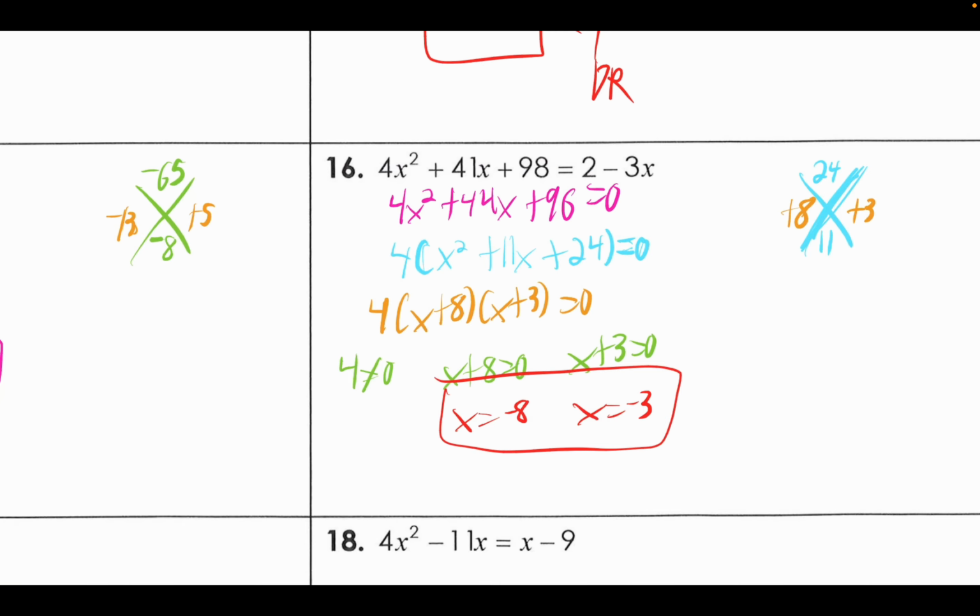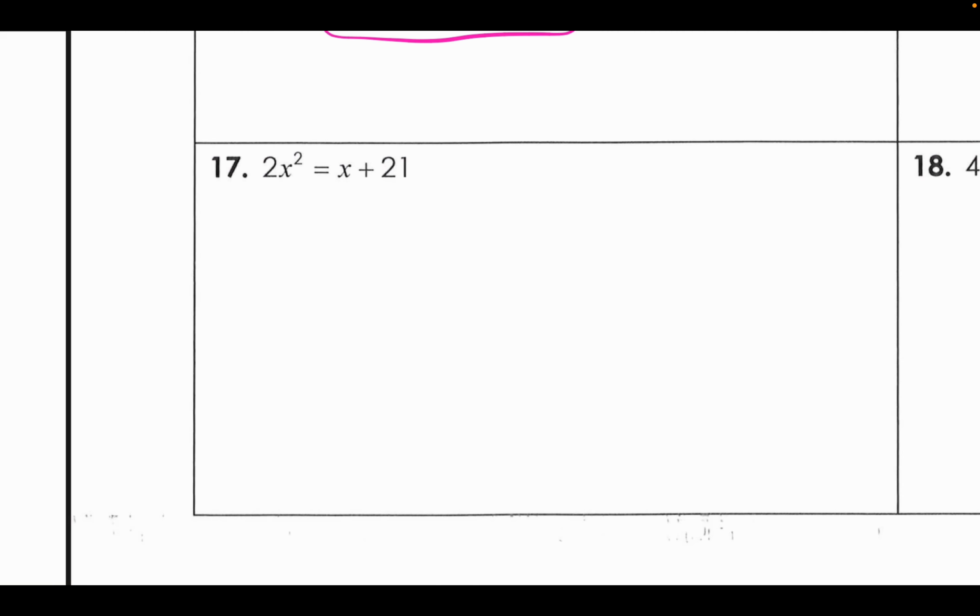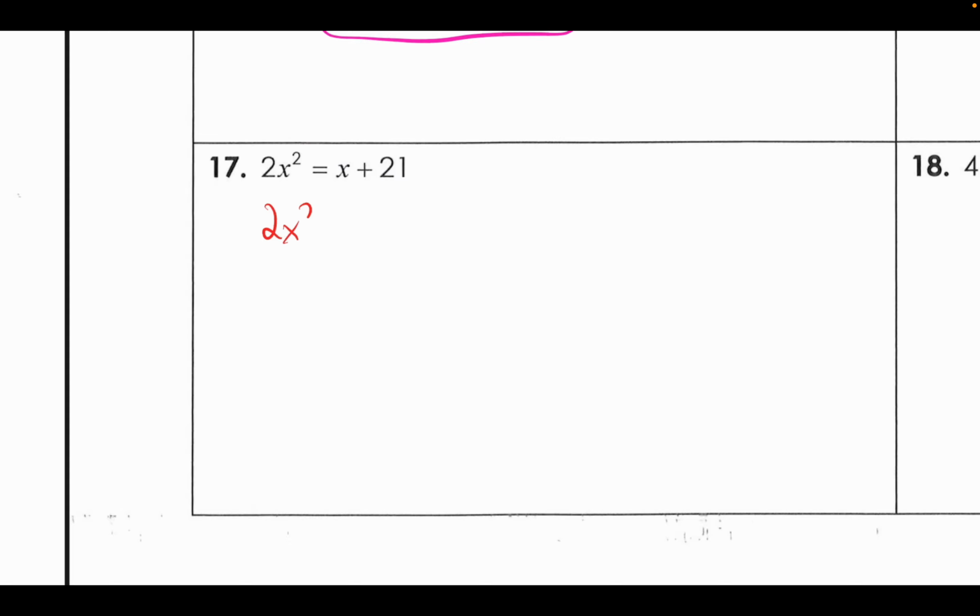On to number 17 here, we would subtract the x and subtract the 21 from both sides to get everything on one side. And I do once again prefer moving everything toward my ax squared term to keep that positive. And I get 2x squared minus x minus 21 equals 0.